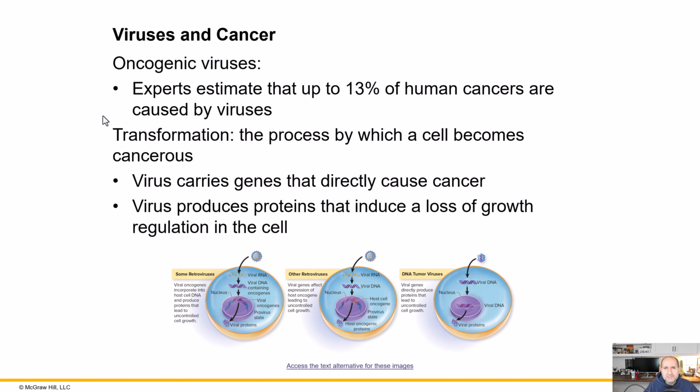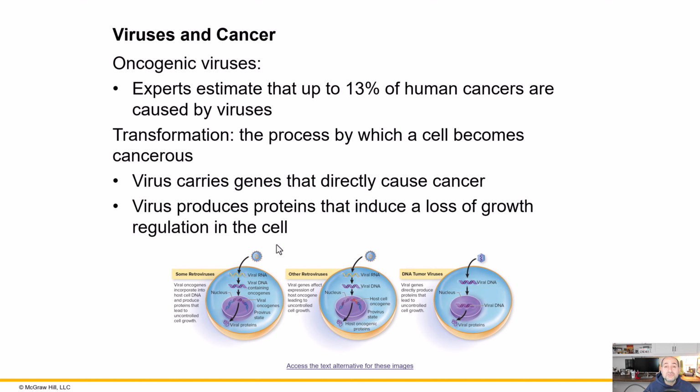Now, in eukaryotes, it's important to understand that viruses can cause cancer. It is estimated that up to 13% of all human cancers are caused by viruses. This process is known as transformation, the process by which a cell becomes cancerous. A virus might be able to infect a cell and cause that cell to become a cancer. Obviously, not all viruses can cause cancer, but some viruses can, and certain strains of viruses can. How? Viruses carry genes that can directly cause cancer, or viruses produce proteins that induce a loss of growth regulation in the cell. Viruses can cause cancer, and certain viruses are known for causing cancer.